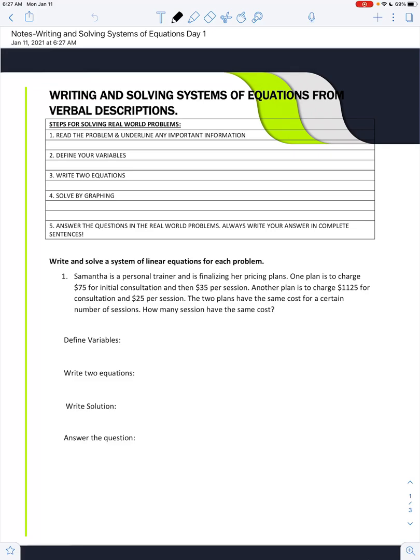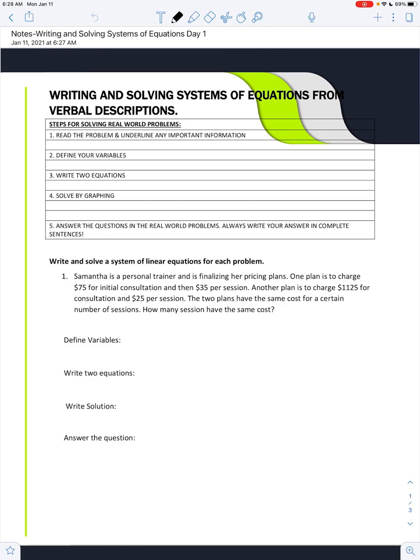Okay, today we're going to talk about writing and solving systems of equations from verbal descriptions. All right, the steps are given below for how to write a system of equations from a verbal description, as well as how to solve. So we're going to start with number 1. It says write and solve a system of linear equations for each problem.